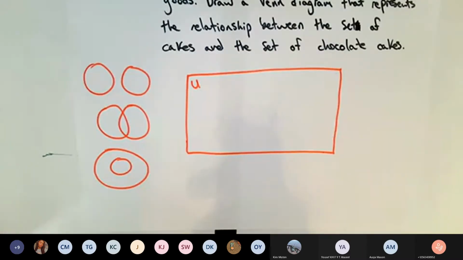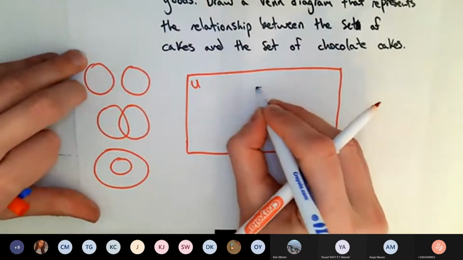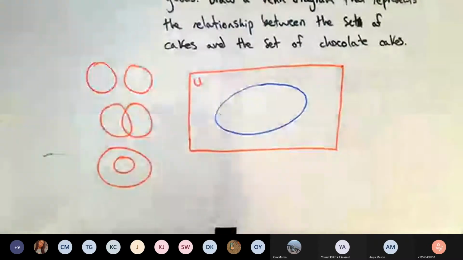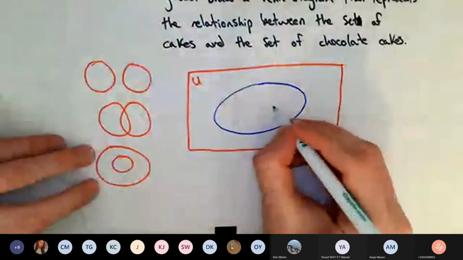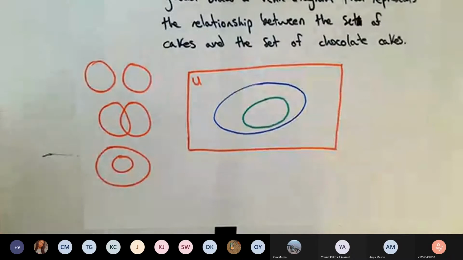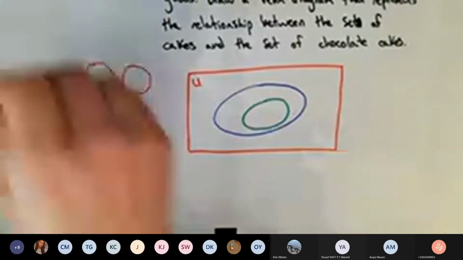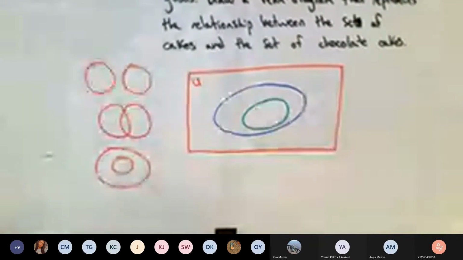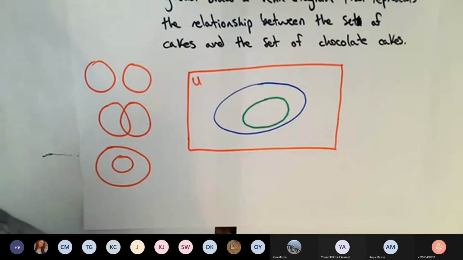I'm going to use a different color just to emphasize here. And I'm just using ovals because, well, you can use ovals or circles. It doesn't really matter. All right. So what is the blue set going to be? This is coming up to an important concept here.